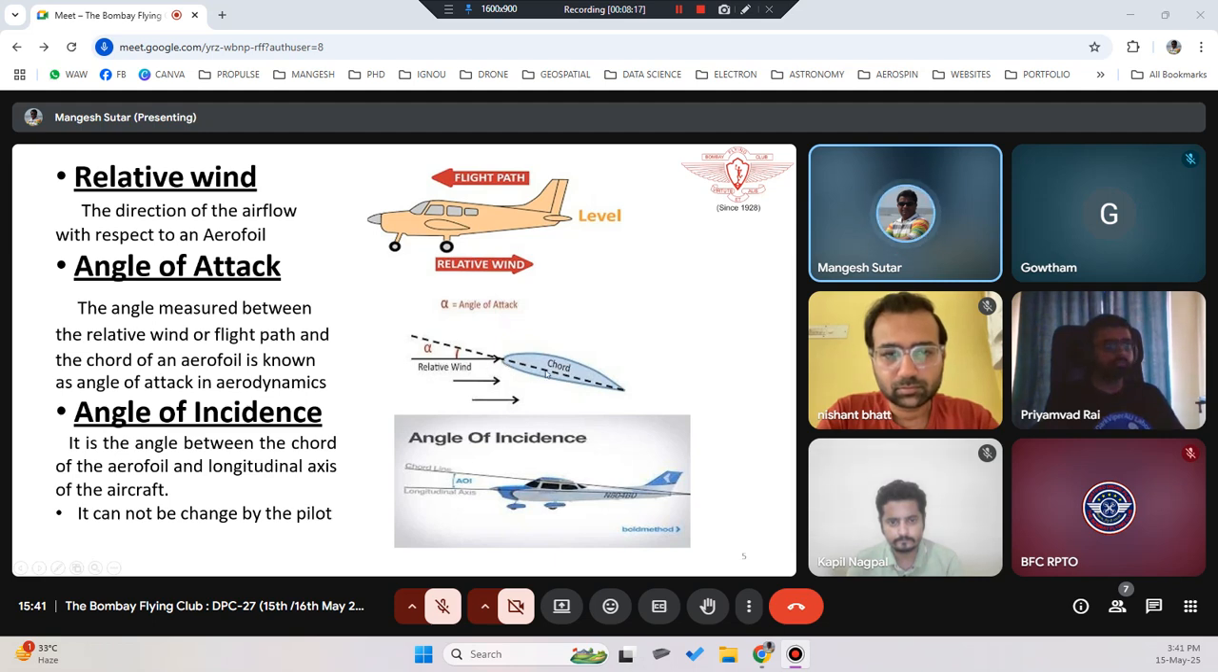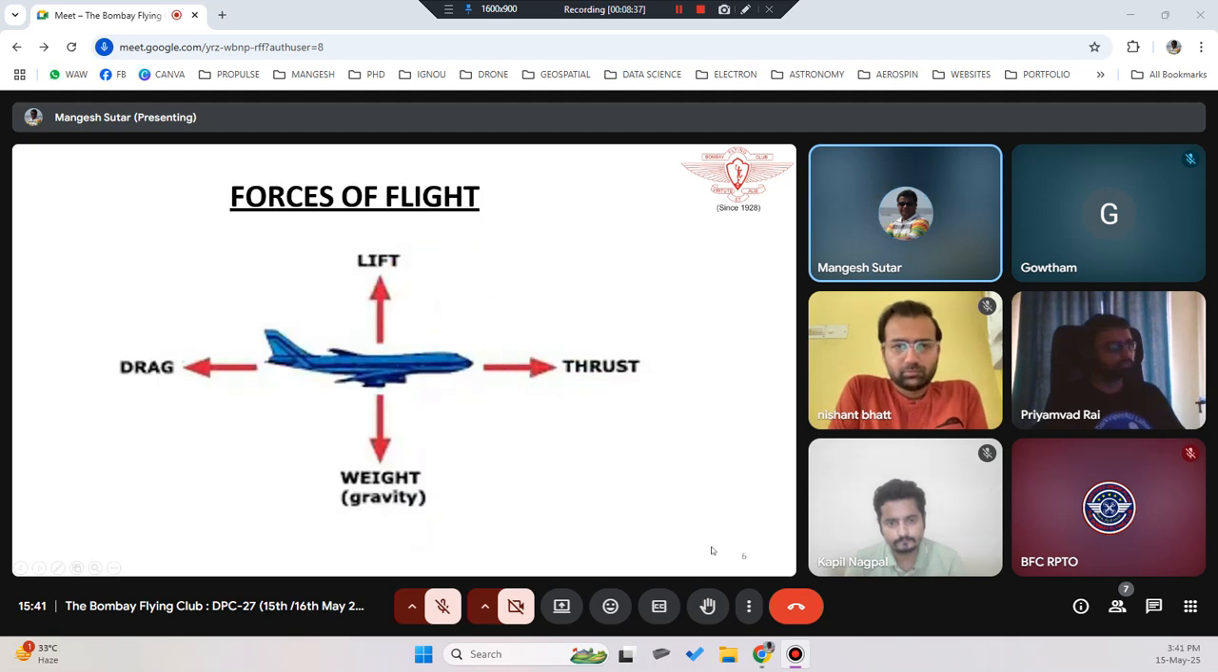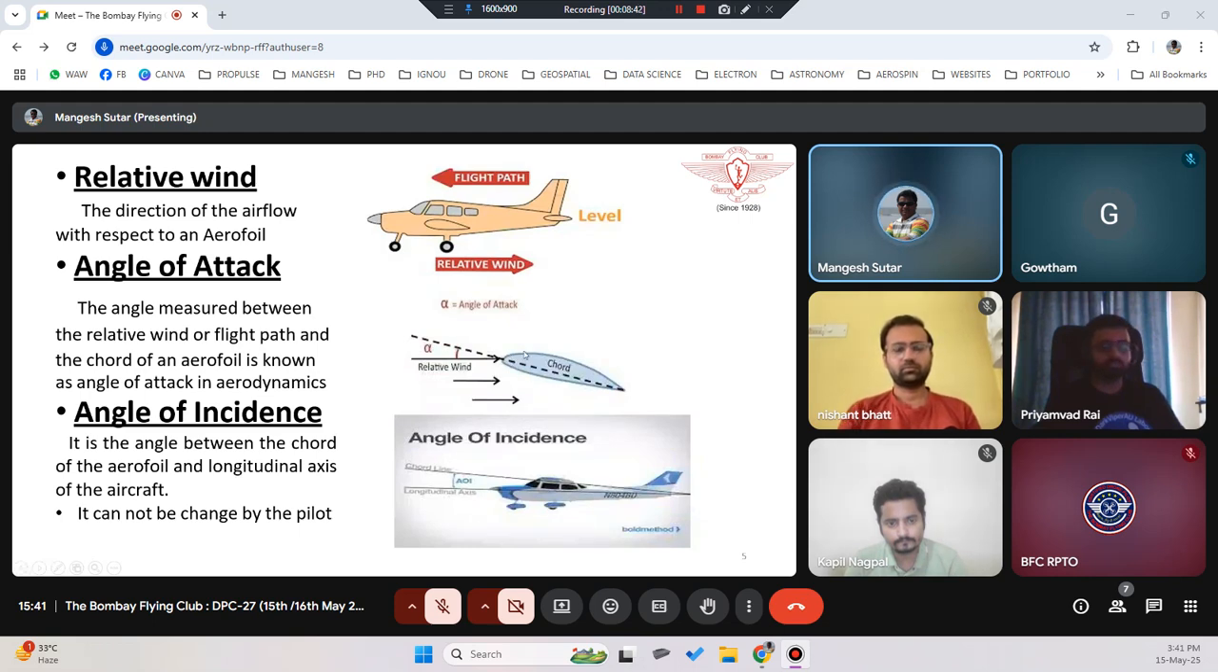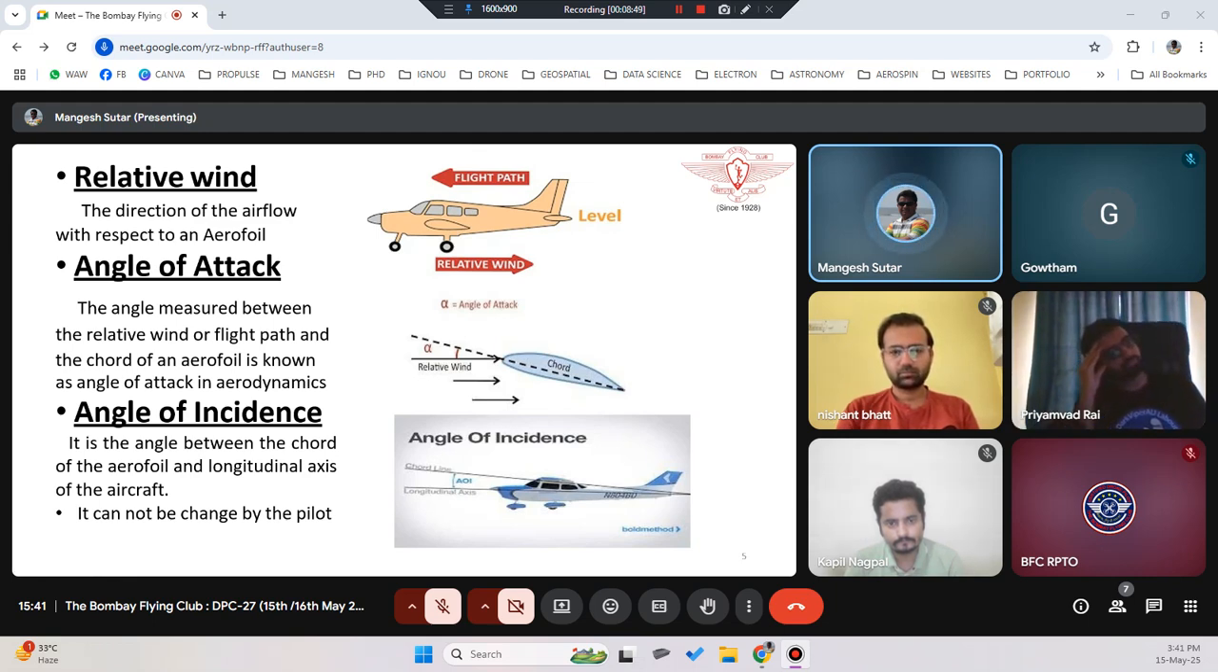So what happens? There is an angle created with respect to the chord line. If you extend this chord line further, you will see this angle. The relative wind is hitting your airfoil section, so the air will distribute over the wing as well as below the wing. We'll talk about that in more detail. Just hold for a moment. There is a slide which talks about how the lift is created. As of now, just think about angle of attack.